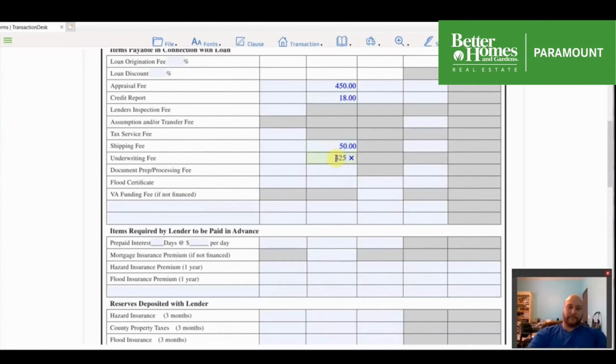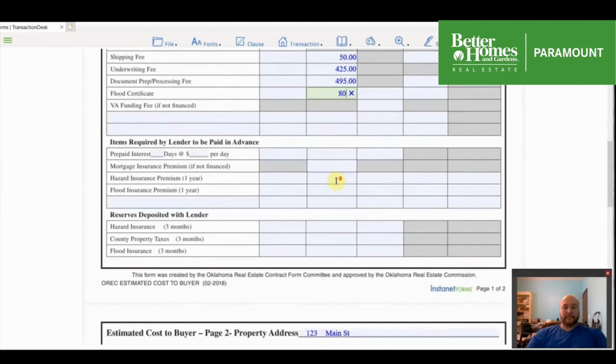Underwriting fee, $425, right there. Doc prep fee, $495. Flood cert is $80. It could be as low as like $20, but that's what I do. And then right here, the interest items.